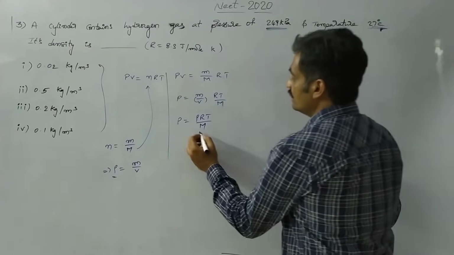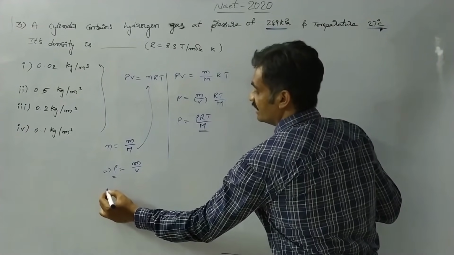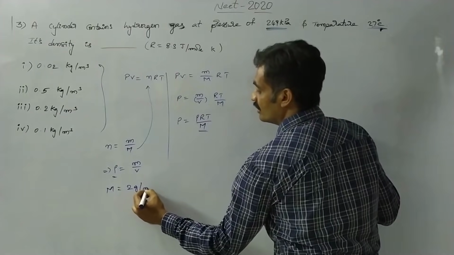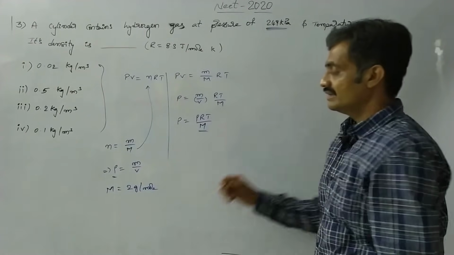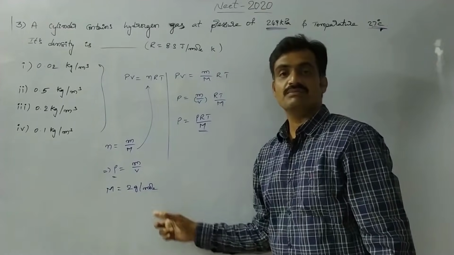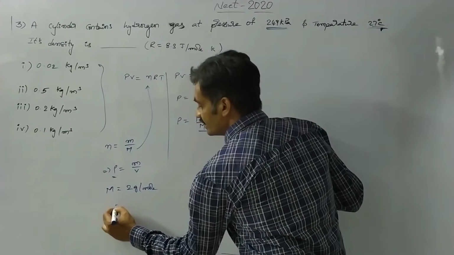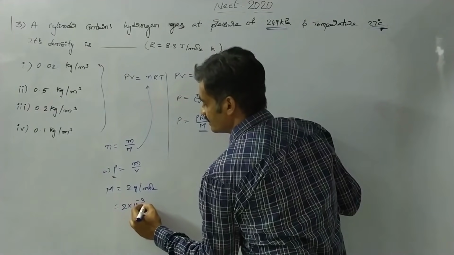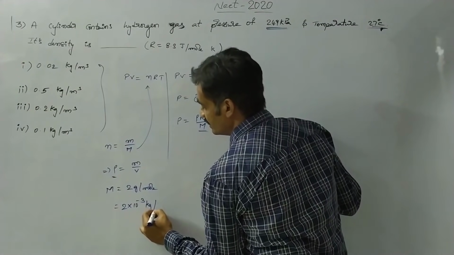Now we know that M is given as 2 gram per mole for hydrogen. The mass number is 2, so M equals 2 gram per mole. In terms of kg, we can write it as 2 into 10 to the power of minus 3 kg per mole.